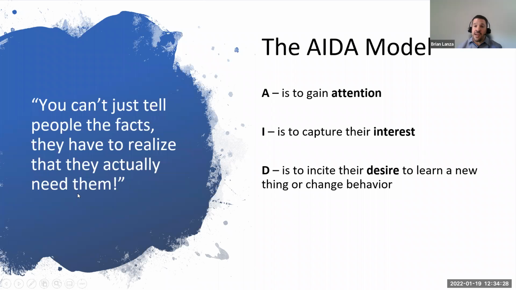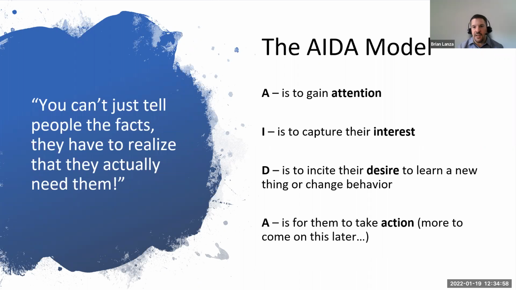D is to incite a desire to learn a new thing or change a behavior. And this is where that WIFM gets expanded on. Will the training help me to increase my sales? Will it help me to reduce errors that I make on the job? Is it going to help me earn more money? Who's not motivated by money? Is it going to make me eligible for a promotion? What are those things that are going to incite that desire for me? And then the last thing is to take action. And that's something that we're going to chat about in a little bit.